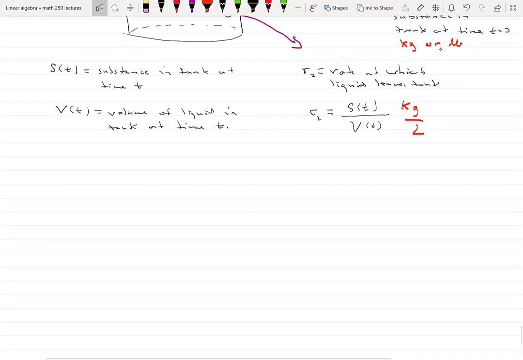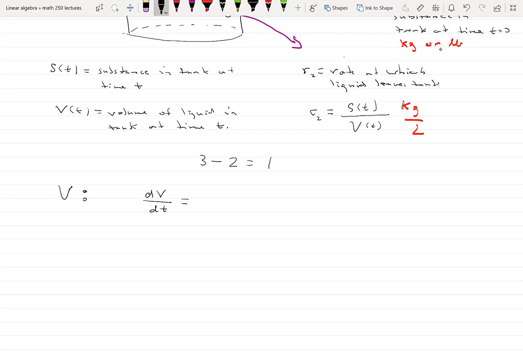Okay, so let's set up a differential equation for V first, volume. The rate of change of volume in the tank, dV/dt, is going to be what? Well, think about the bathtub example. If water is entering at 3 gallons per minute and leaving through the drain at 2 gallons per minute, we'll have a net rate of increase of 1 gallon per minute in the tank. The net rate of change of volume will be 1.